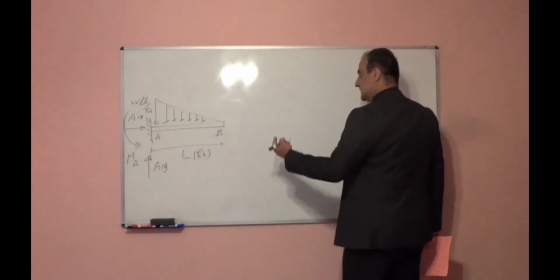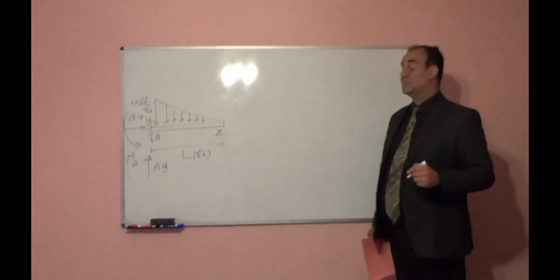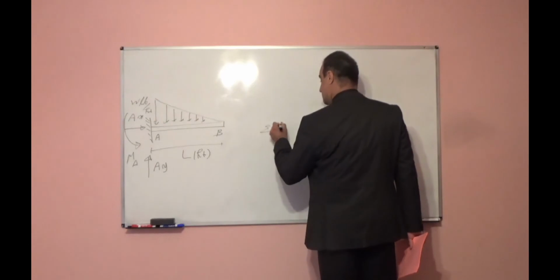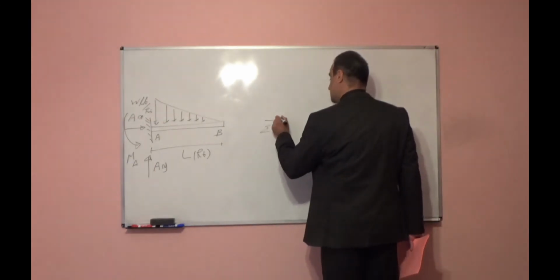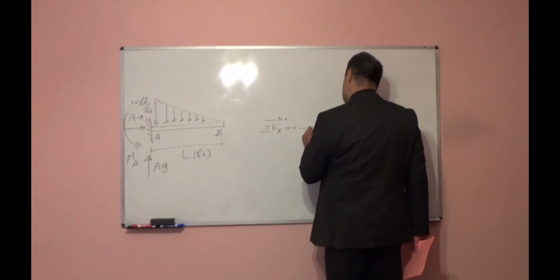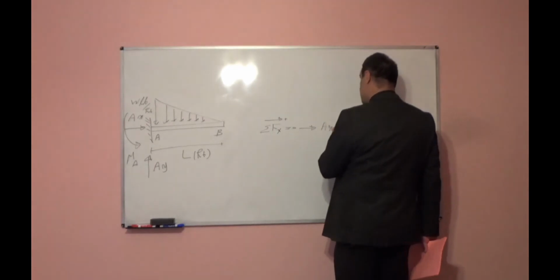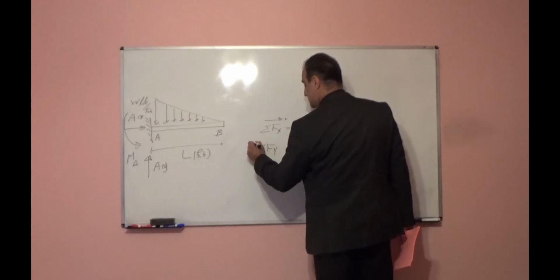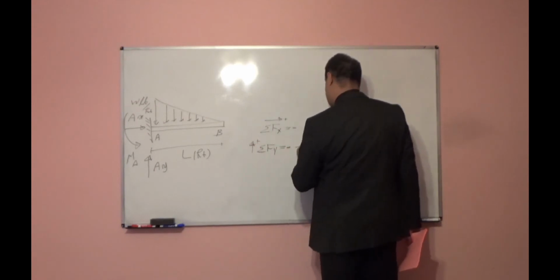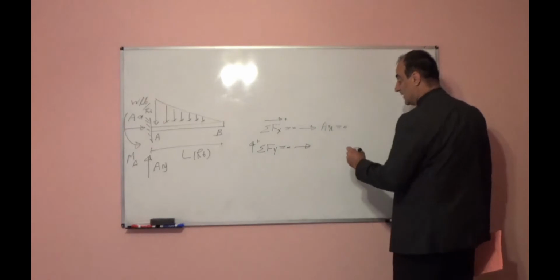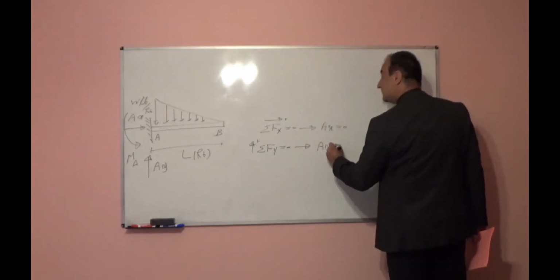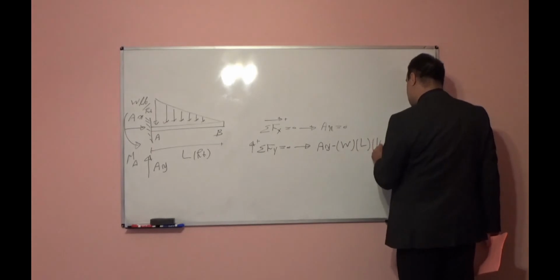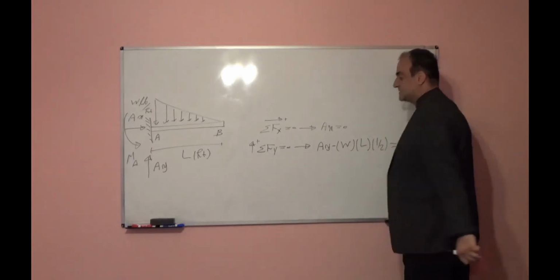So again, it is in plane structure, it is in 2 dimensions, so I can write 3 equilibrium equations. Summation of force in x direction is equal to 0. From here, AX will be equal to 0. Summation of forces in vertical direction equal to 0. From here, I can write AY minus W times L times 1 over 2 is equal to 0.